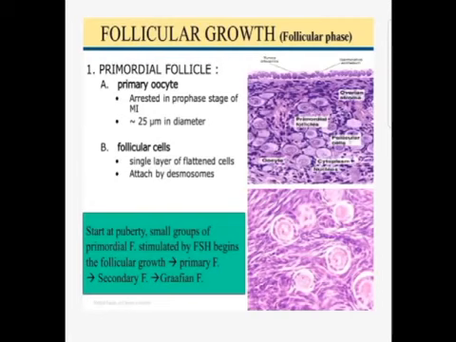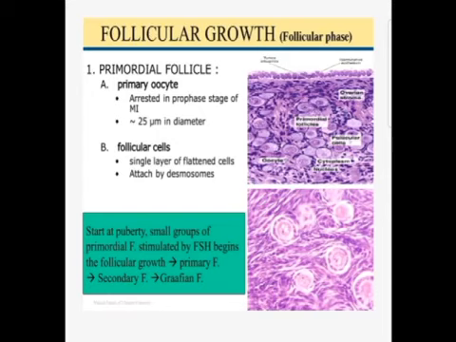What is the primordial follicle? Primordial follicles are present in the ovaries of the female child, and a primordial follicle is actually the primary oocyte arrested in the prophase stage of meiosis I. It is 25 microns in diameter and is surrounded by follicular cells, a single layer of flattened squamous cells which are attached to each other by desmosomes. And this primordial follicle then starts growing at the time of puberty.